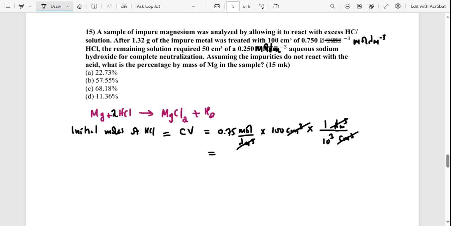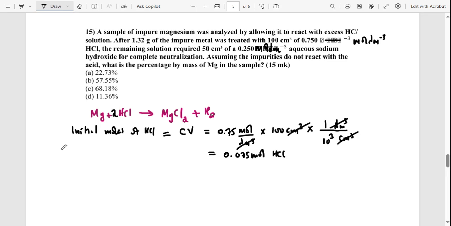If you punch this on the calculator, it is going to give you 0.075 moles of hydrochloric acid. So these are the initial moles of hydrochloric acid that we have. Remember, these are the initial ones. What does initial mean? At the beginning. But at the beginning, hydrochloric acid is in excess, so not all of these moles will react.